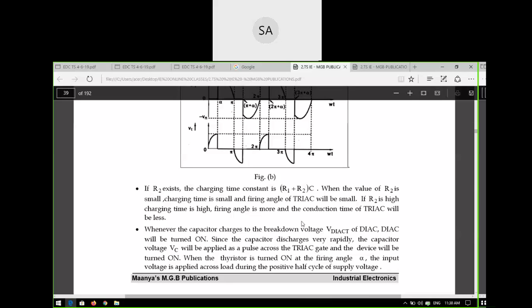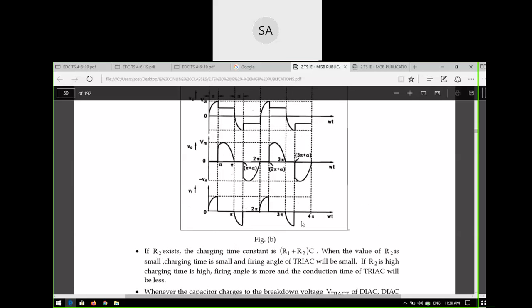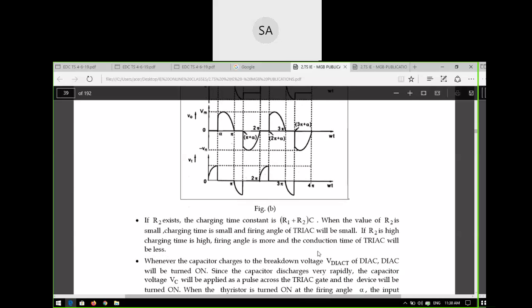So whenever the value of R1 plus R2 is increased, the R2 value is increased. So what will happen? It has a high charging time. Correct or not? So the firing angle will be more, and the conduction time of the triac will be less. Okay. So what is that? The conduction time of the triac will be less.